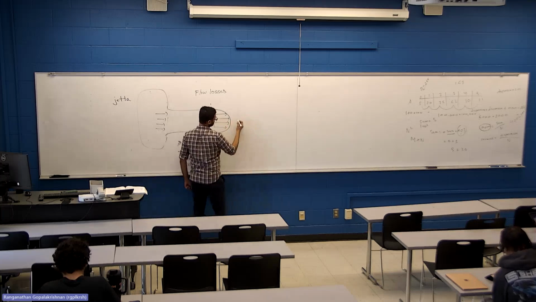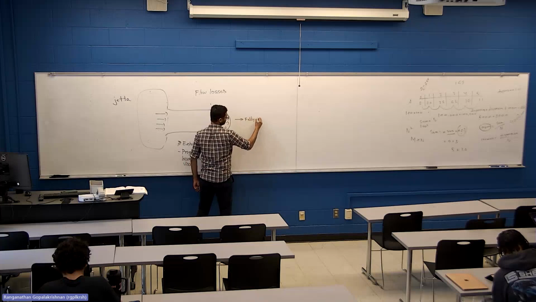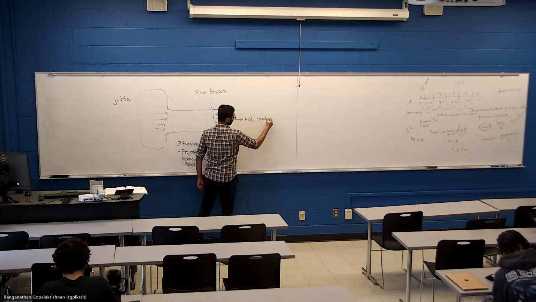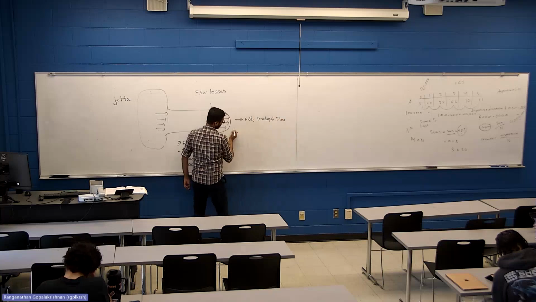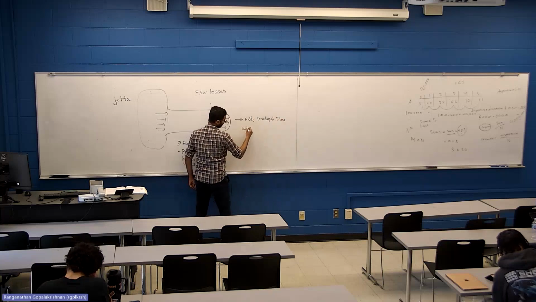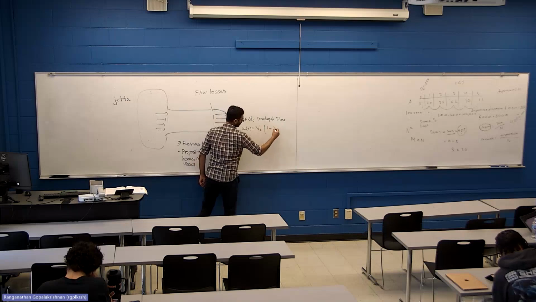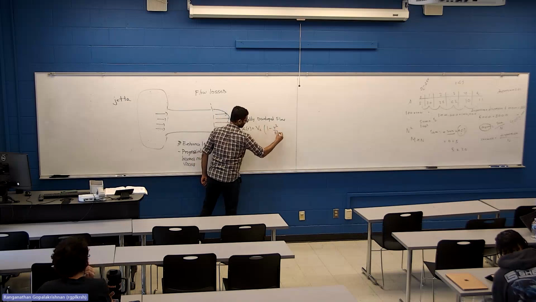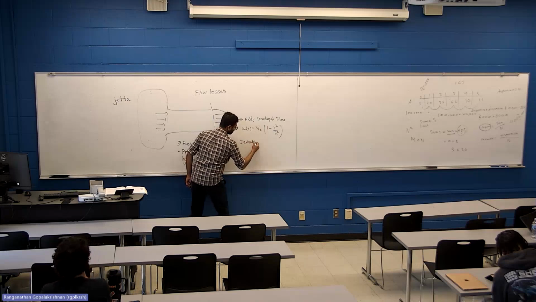Okay, and this velocity profile is what we call the fully developed flow. And this velocity profile has the form U of r equals V centerline times (1 minus r squared over R squared). And the derivation was also part of what you saw in the videos.